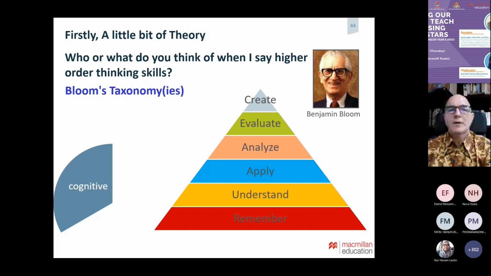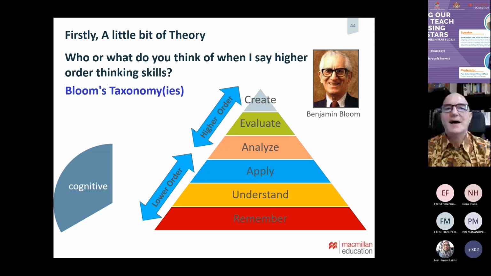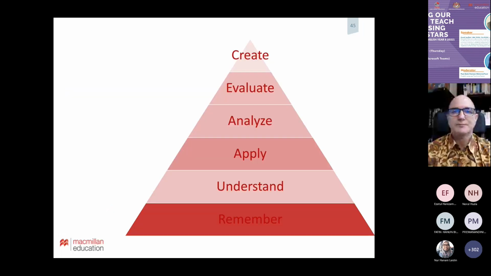Now they go from lower order to higher order, but I want to make it very clear to you that there is a hierarchy in terms of it being in a pyramid, but just because remember, understand and apply are lower order, it doesn't mean they're not incredibly useful and important skills to develop. Without them, we can't do the other things. So while there is a hierarchy in this pyramid, they're all super important to develop. We have to develop all of them if we want to build those higher order thinking skills.